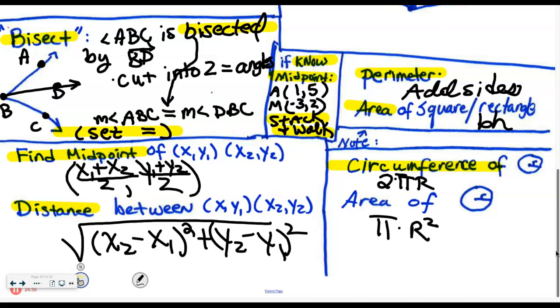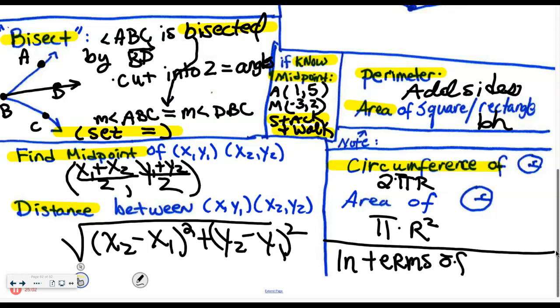So pi times r squared. In terms of pi, let's write that down there. If you see the words in terms of pi, what's going to be in your answer? Pi. So how about if we just go like that? All right, if it says in terms of pi, do not enter pi on your calculator.